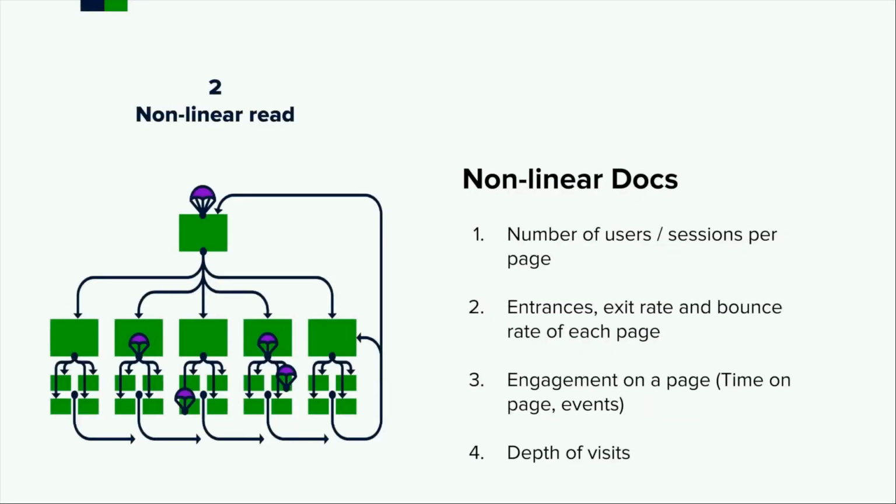And for nonlinear docs, we see similar types of indicators or metrics, but the main difference is that we look at a page level and not at a doc level. So we want to see on a page level which page had good or bad engagement. Also here, depth of visit is quite a good way of analyzing your doc.